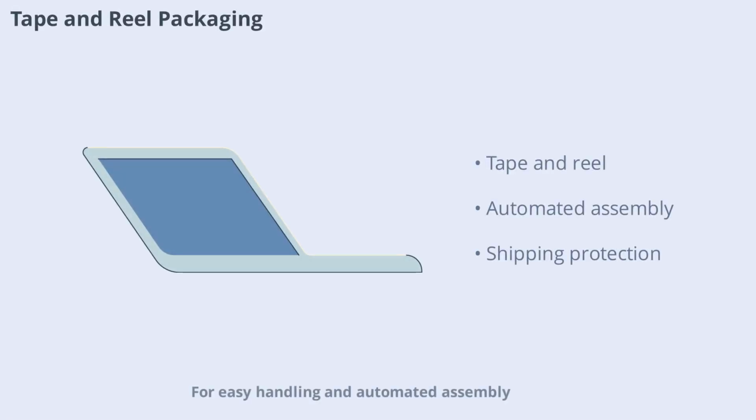For easy handling and automated assembly, chips are often packaged in tape and reel format. This involves placing the chips in pockets on a long strip of tape, which is then wound onto a reel. This packaging method protects the chips during shipping and makes them easy to load into automated machines.